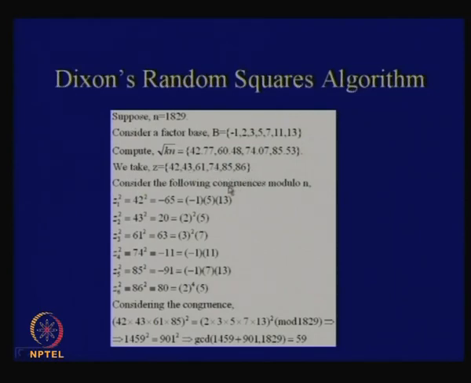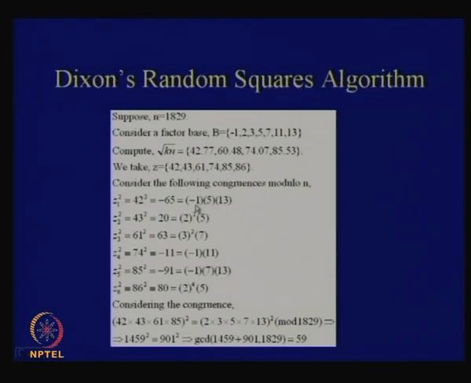Now you consider the following congruences modulo n. You see that Z1 square is 42 square, and 42 square modulo n, that is modulo 1829, is actually equal to minus 65. Now you start factoring minus 65. Minus 65 is factored into minus 1 into 5 into 13.